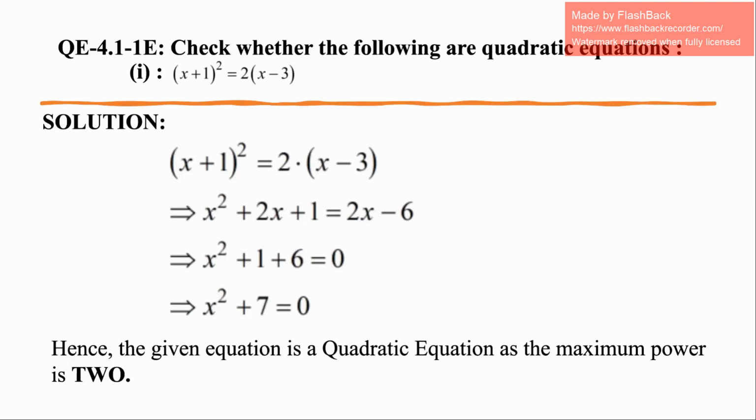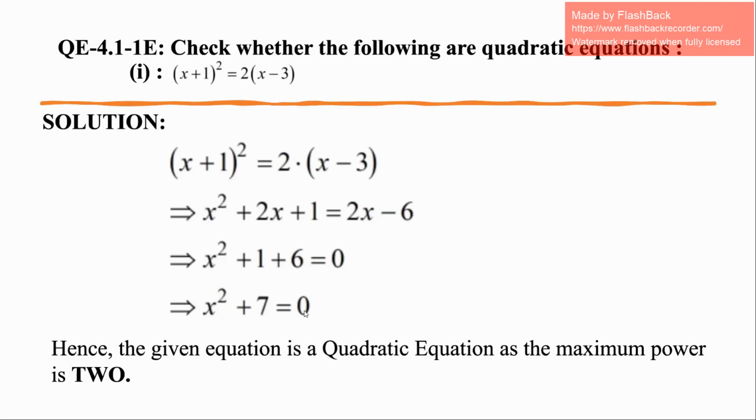So now you can see here, it is 2x and 2x, so both will be cancelled out. So what will remain? x squared plus 1 plus 6 equals 0. So ultimately we are getting x squared plus 7 equals 0.